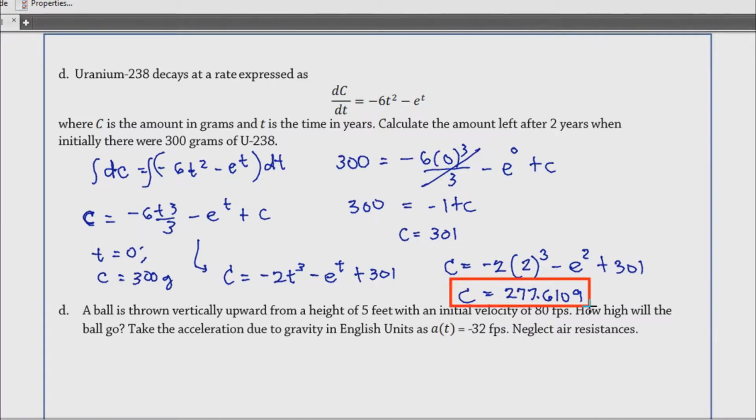Now, if you're asked, what is the amount decayed during this process? Parang ganon. So, instead of saying that is 277.6109, your answer should be around 22.39 grams. So, don't forget the unit, no? So, yung 22.39 grams na yan is obtained from 300 minus this value. Kasi, this C is the expression for the amount left for any time t.